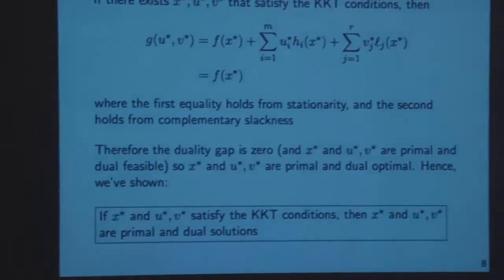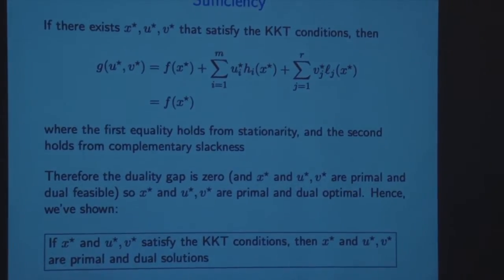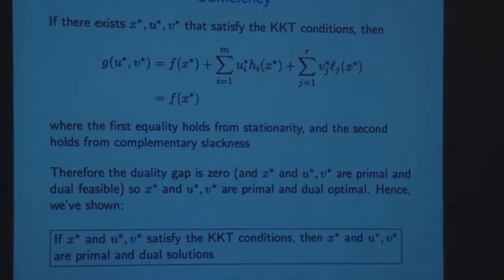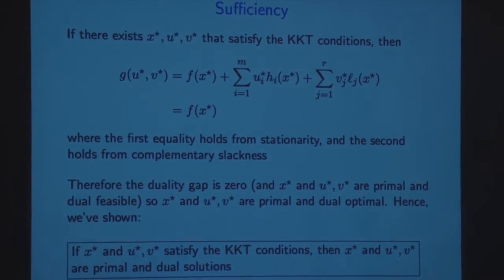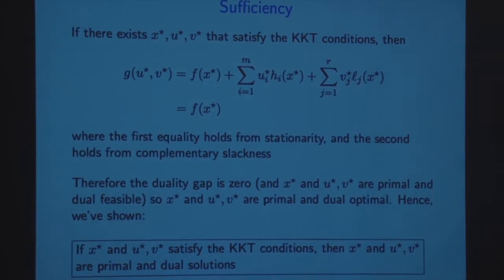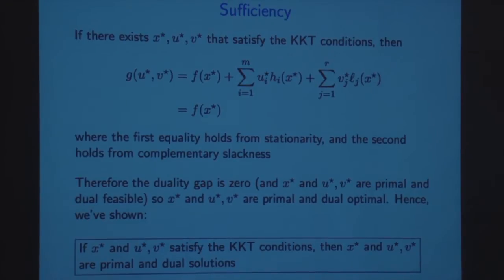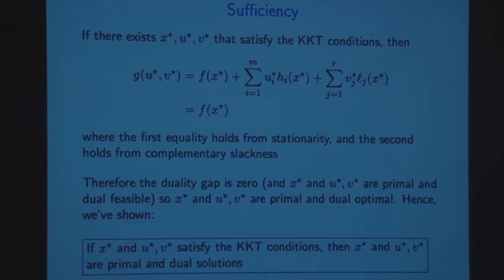Okay, let's do the other direction now. That was necessity. Let's do sufficiency. We're trying to show now that if we have a triplet that satisfies the KKT conditions, then we want to prove that the corresponding X star is primal optimal and the corresponding U star and V star are dual optimal. Which means the KKT conditions are sufficient for optimality, the other direction.